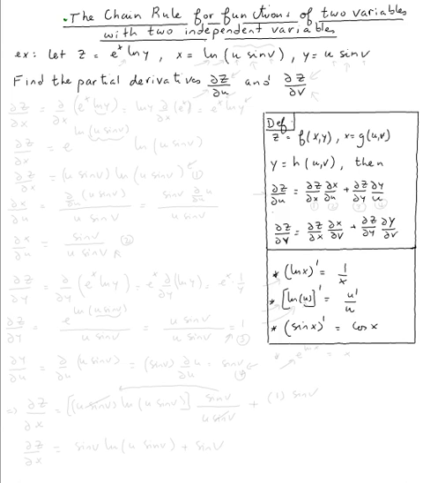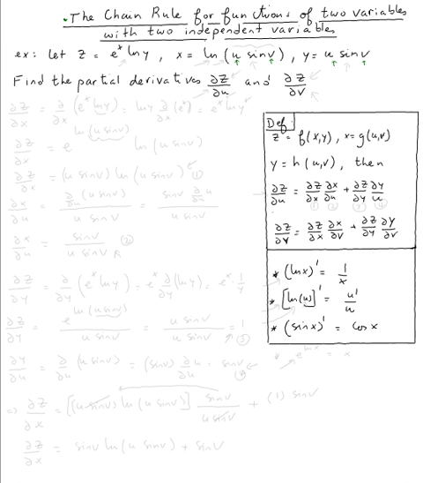The topic is the chain rule for functions of two variables with two independent variables. So what do we mean with independent variables? In our case, the two independent variables are u and v. Both x and y are functions of u and v.